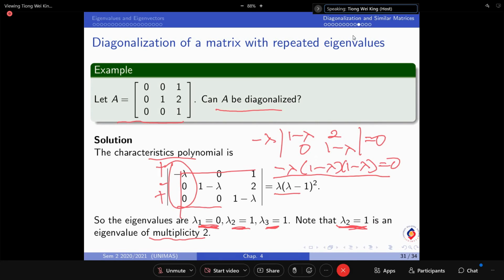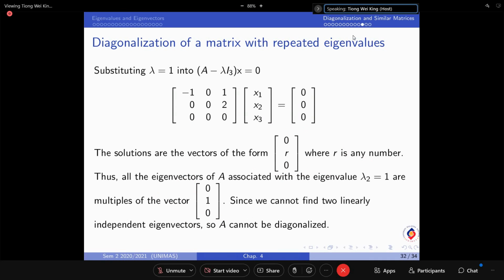Now, if you have a repeating eigenvalue, and the question asks you to check whether it is diagonalizable or not, the moment we have a repeating eigenvalue, normally we will find the eigenvector for the repeating eigenvalue first. Don't find the eigenvector for the other eigenvalue first. I will explain why later.